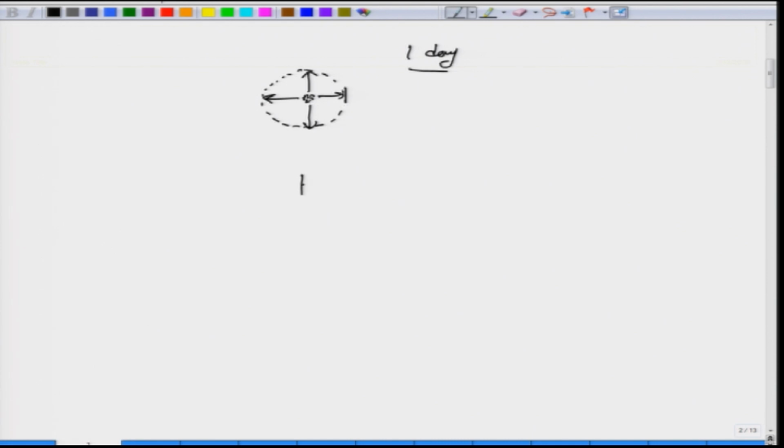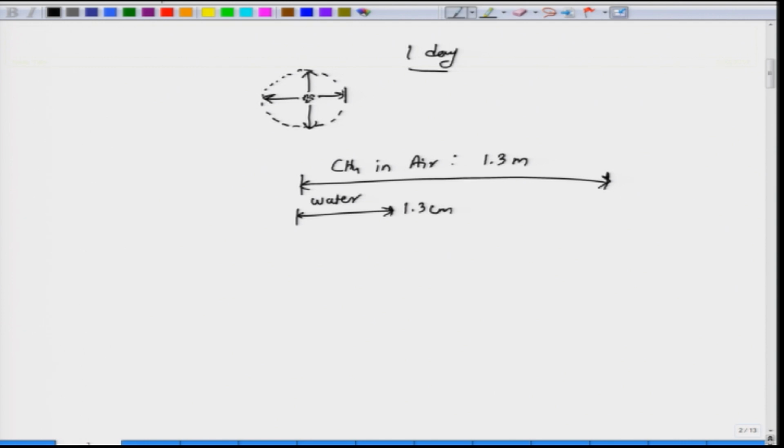In one day, if we consider diffusion of methane in air, this front would have progressed about 1.3 meter, whereas for methane in water it would have progressed only about 1.3 centimeter. These two are at a temperature of 298 Kelvin. But if you consider iron in copper, and that also at 900 degree centigrade, a much higher temperature, the diffusion front has progressed only around 65 micron with the diffusivity values that we listed earlier. So, the diffusion in solid is really very slow, okay.